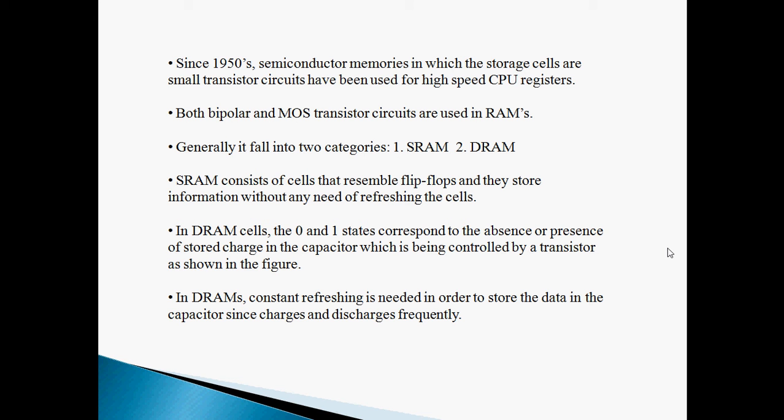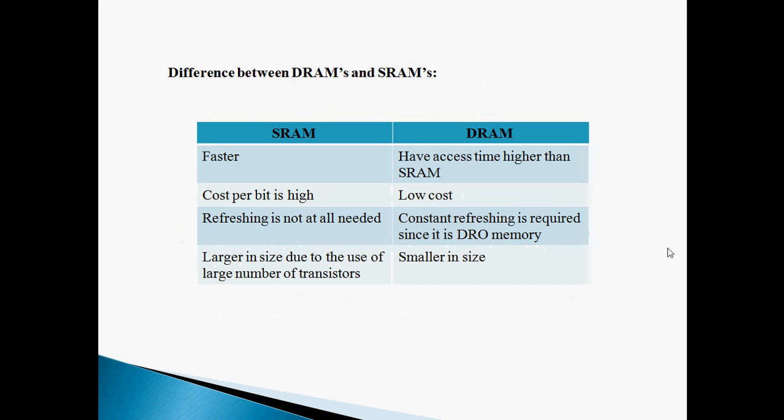Static RAM resembles a flip-flop and it can store information permanently without any need of refreshing the cells. But in dynamic RAM, the 0 and 1 states correspond to the absence or presence of stored charge in the capacitor, which is controlled by a transistor as shown in the figure. In dynamic RAMs, constant refreshing is needed in order to store the data, since the stored charge in the capacitor charges and discharges with respect to time.